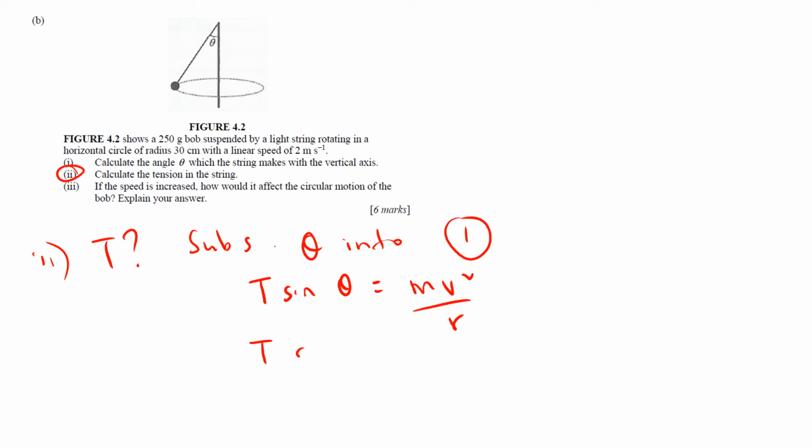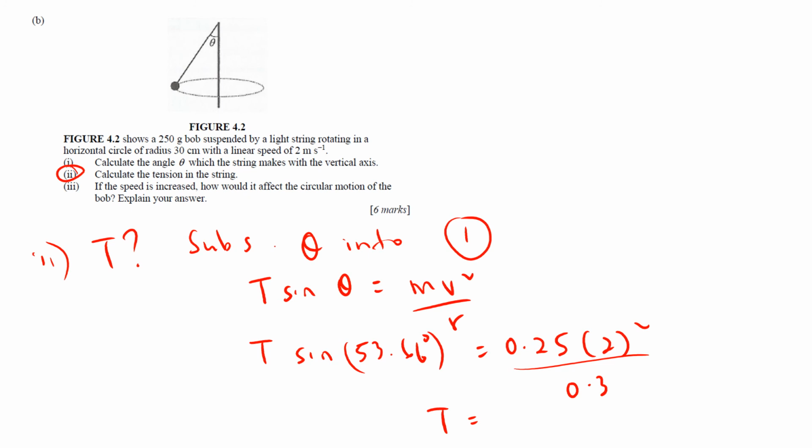So T sin 53.66 degree equals, our mass is 0.25, we change here, 2 squared divided by our radius, which is 0.3. Okay, so we can find the T here. My T here will be 4.14 Newton. So this is my T.